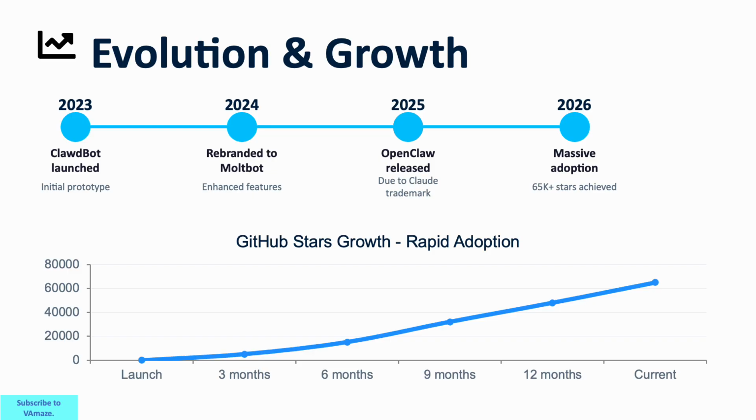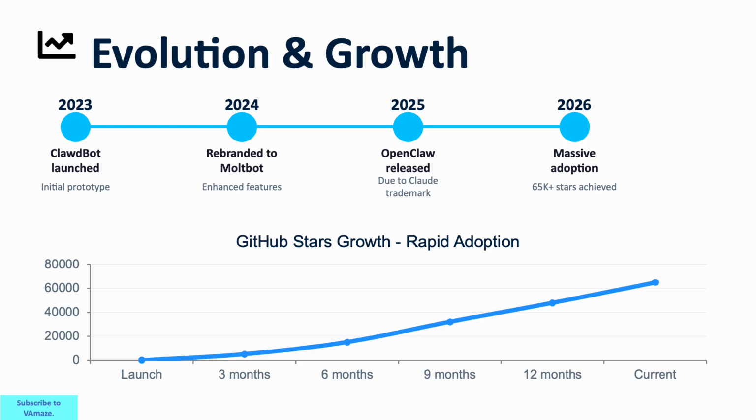As you can see in this growth chart, the adoption has been nothing short of explosive. Starting from 0 at launch, the project hit 5,000 stars within 3 months. By 6 months, it was at 15,000 stars. 9 months in, 32,000 stars. And today, we're looking at over 65,000 GitHub stars.